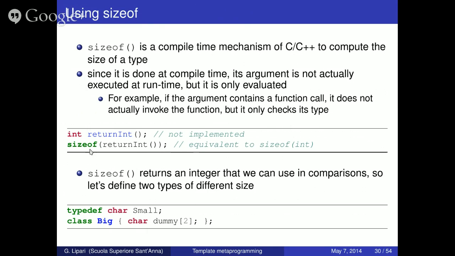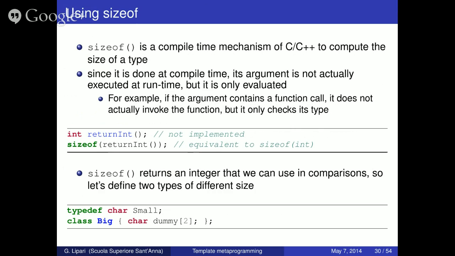So what you can do is something like this. Int return int. It's a function that you don't even implement. You just define, but never implement. And then you write sizeof return int, which is equivalent to calling sizeof int. It's exactly the same. Return int is not called, also because it's not implemented. It's just evaluated by the compiler to understand what its return type is and computing the size of this type. So sizeof returns an integer, and you can use this integer in comparison.